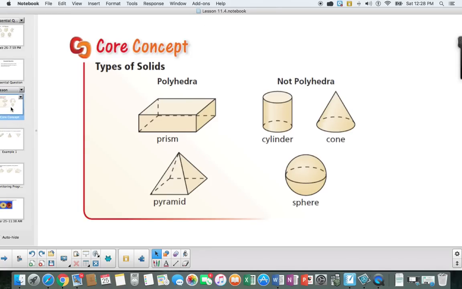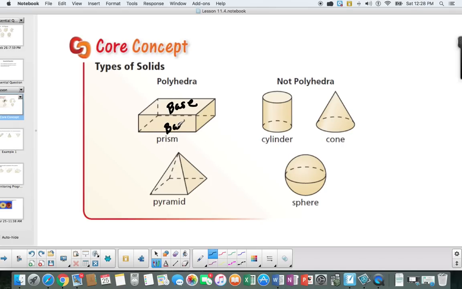Types of solids. Polyhedra are made up of polygons, and these two are polyhedra. One is called a prism. You can identify a prism because the bases are parallel and congruent. So this base and this base are parallel and congruent. This one only has one base, and it has a point here, so that's called a pyramid. These are not polyhedra because one of the sides is not a polygon, but a circle. And of course this doesn't even have any polygons there.